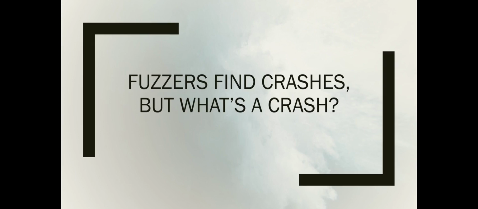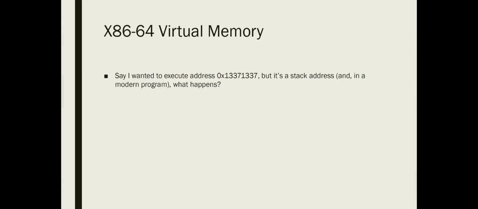And the point of a fuzzer is to find a crash, right? But we need to actually understand what a crash is, like what actually happens in your CPU when a crash happens. Let's look at an example of x86 and how that works with virtual memory. Say I wanted to execute a virtual address of 1337.1337. Say it's a stack address, and in a modern program, what happens? Now, in a modern program, there's no execute stack flag, right? Such that stack addresses, if they're going to be executed, will result in a crash.